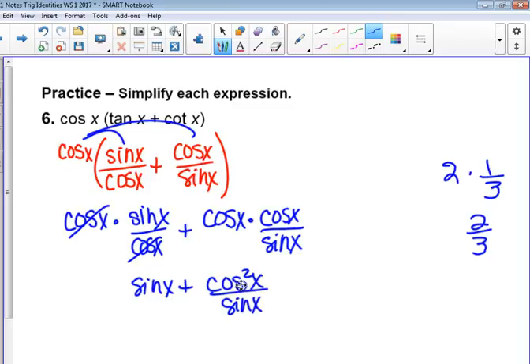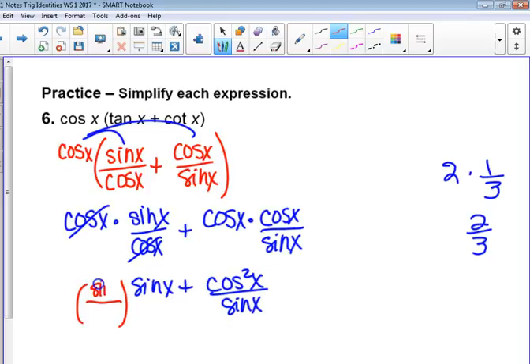Okay, cosine squared equals 1 minus sine squared, but I don't think that's really getting us anywhere. I think we need to combine these. What do we need to do to be able to combine them? We need a common denominator. We can't randomly decide to do anything other than multiply by a form of 1 here, right? What is the form of 1 we're going to multiply by?